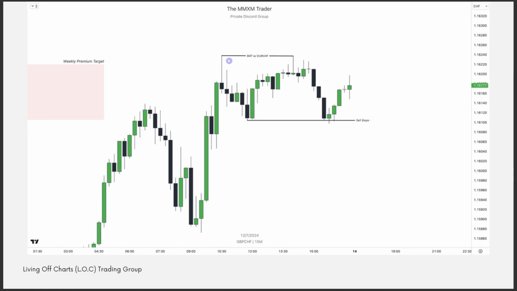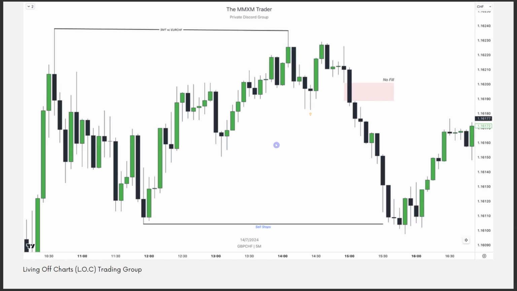So we had SMT on the highs with Euro CHF, so we can expect these highs to stay intact. There are sell stops below down here and a fair value gap as well, which could be the draw on liquidity. Now if we zoom in a little bit more on the 5-minute time frame, remember SMT on the highs, creating a high probability smart money reversal over here. Sell stops below, and it actually broke structure but never came back into the fair value gap. So this would be a missed trade opportunity.